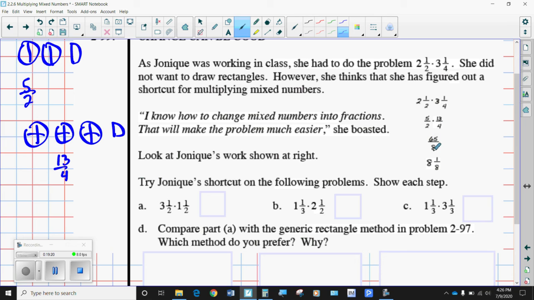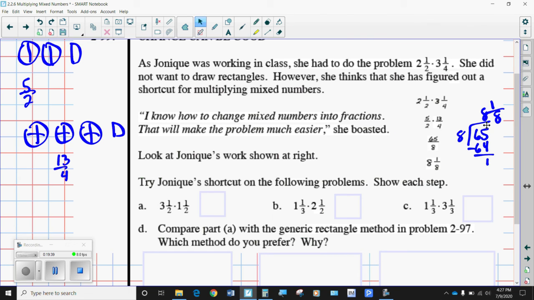And now you do the division. What is 65 divided by 8? Well, 8 goes into 65 8 times, which makes it 64. And now you got one left over, right? Because we took up 64, but we have 65, so we have that one left over, and that's 8 1/8.